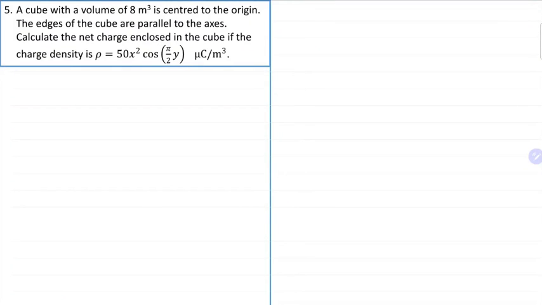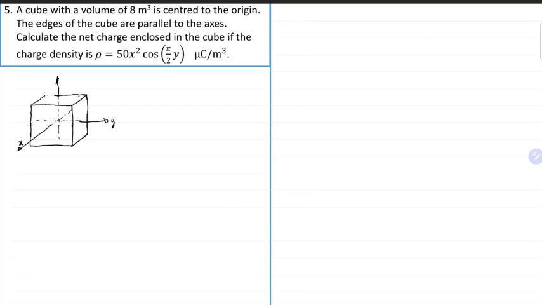Question 5. A cube with a volume of 8 meters cubed. So meaning that the side of the cube is the cube root of 8, which is 2 meters, and it is centered at the origin. The edges of the cube are parallel to the axes. And you're asked to calculate the net charge enclosed in the cube if the charge density is given.